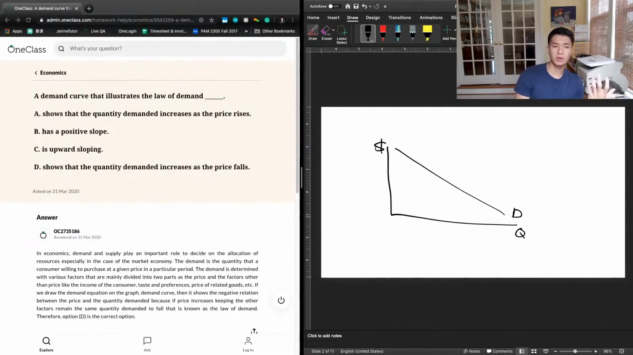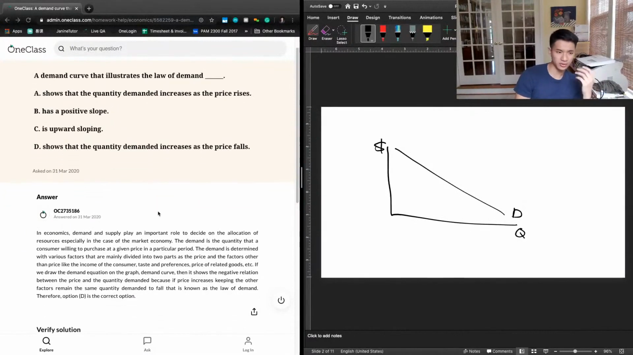And so the final question is, what is the relationship that the law of demand tells us exists between price and quantity? When price goes up, does quantity go up or down? So if price goes up, we know that quantity demanded goes down, right? A high price means a low quantity demanded. And a low price means a high quantity demanded. And D is the answer choice that gets this relationship correct. Quantity demanded increases as the price falls. As price goes down, quantity demanded goes up.